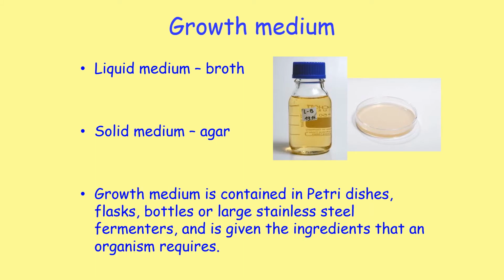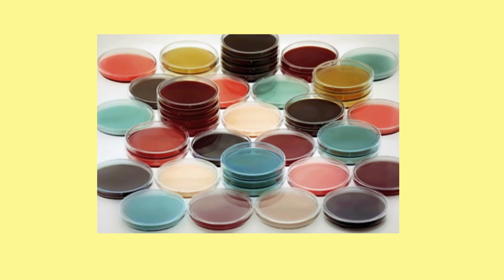And you can have it on a petri dish, which is quite a small surface area, in a bottle, or if you're growing things on a massive scale, then you'd put that liquid broth in a really large stainless steel fermenter, and then all you need to do is make sure that you're giving it the ingredients that the organism requires. And there are a lot of different types of agar depending on what microorganisms you're growing.